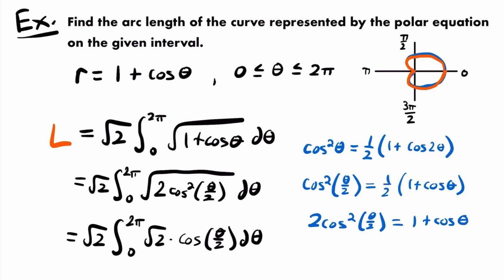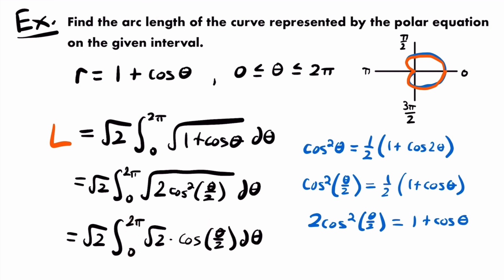Now, at this point, we need to be a little bit careful, because whenever you take the square root of a function, technically what that's equal to is the absolute value of that function. And so when we take the square root of cosine squared of theta divided by 2 here, we need to be careful and make sure that cosine of theta divided by 2 is positive between these two angles of theta.